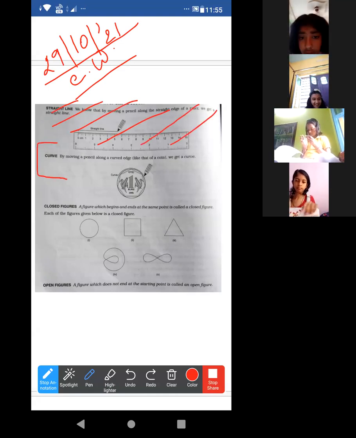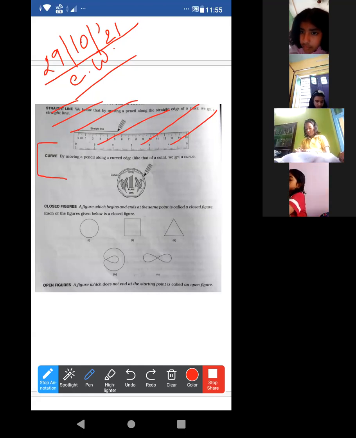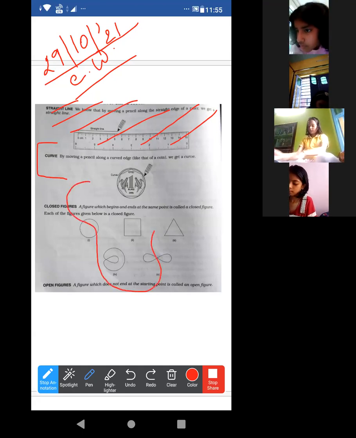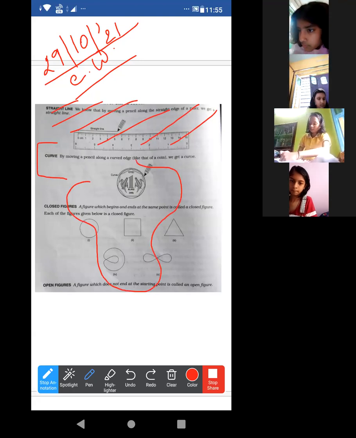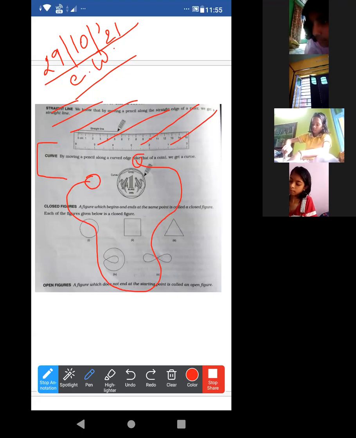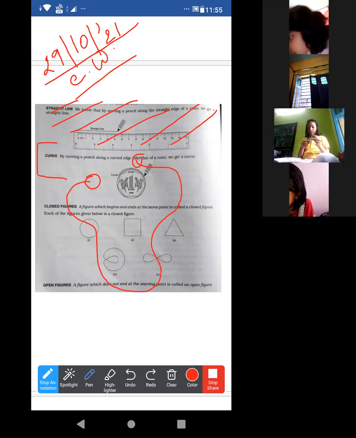Curve. What is curve? Okay. Acha, curve means basically if we have started to draw anything by a pencil or pen along with a curved edge, look at this. Suppose we have started to draw this one and we stop here. We have started from here, we stopped over there. Got it? This one is called a curve. Got it? Now there are many types of curve.